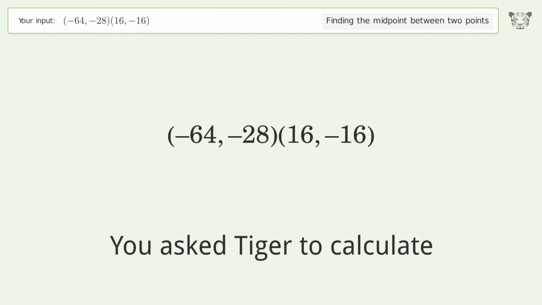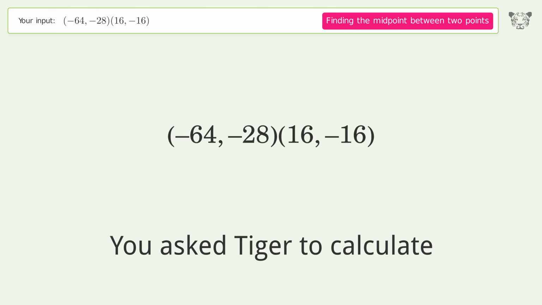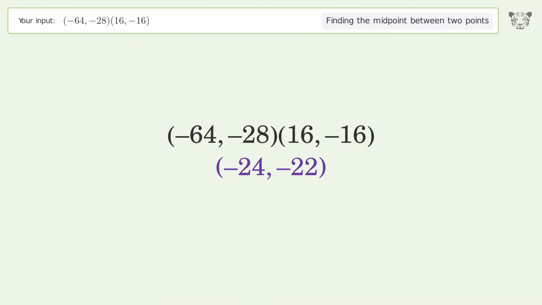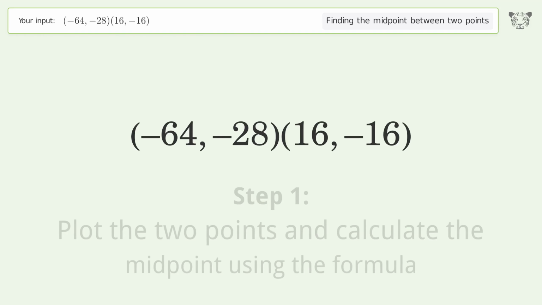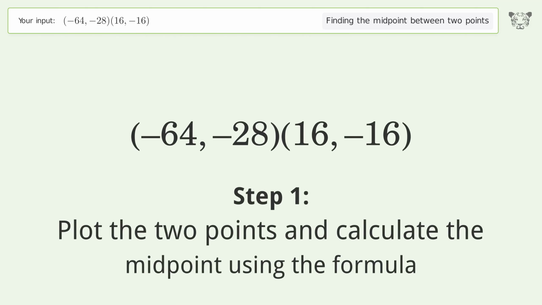You ask Tiger to calculate. This deals with finding the midpoint between 2 points. The midpoint between the 2 points is -24, -22. Let's solve it step by step. Plot the 2 points and calculate the midpoint using the formula.